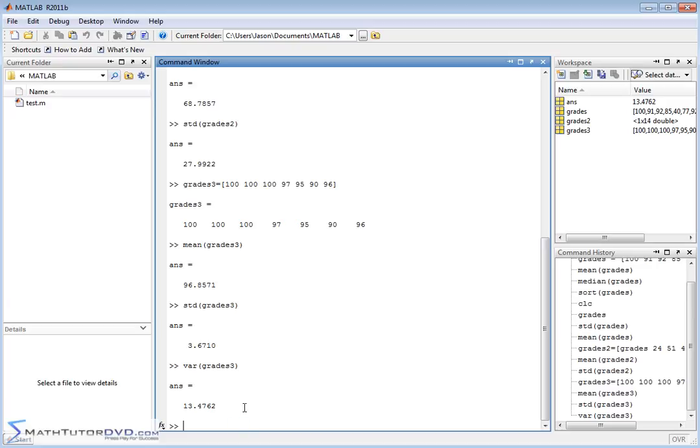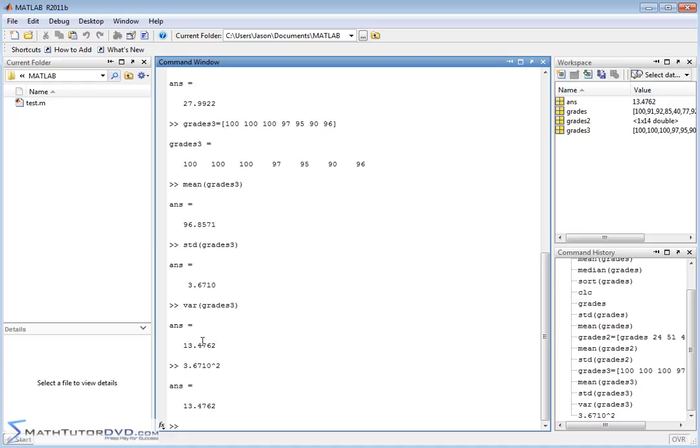So if you actually take this 3.67, I'll just do it, 3.6710, and square it, you're going to get the variance there. So MATLAB has built-in commands for mean, standard deviation, variance, and median. So definitely use those.